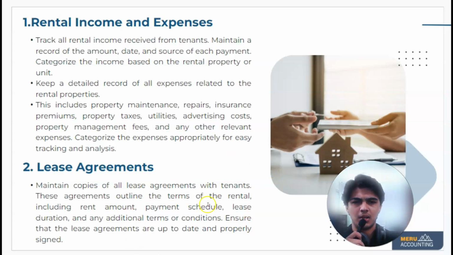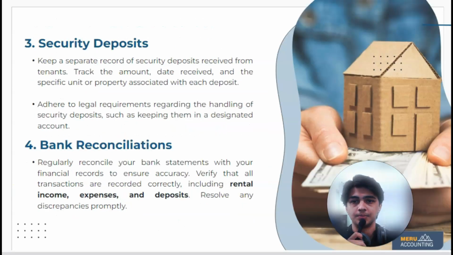And also the additional terms and conditions, like you can't do that in that property, you can't do this in that property. That all will be recorded as part of the lease agreement, and you will maintain all the copies of these things.